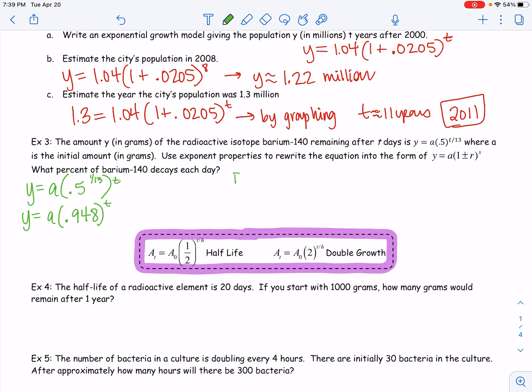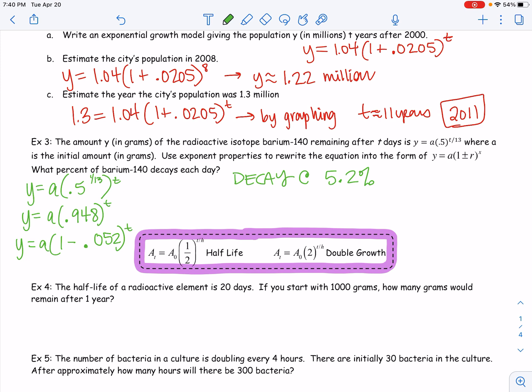So right here, we can see that this is going to be a decay. This is a decay model. And so we want to rewrite it as 1 minus some rate. So this is 1 minus 0.052. So that means now I know that not only is it decaying after so many days, but it's decaying at a rate of 5.2%. Okay, and that's the question we needed to answer. What percent of the barium-140 decays each day? 5.2%. Okay, so the question also gave us part of the answer because it decayed.